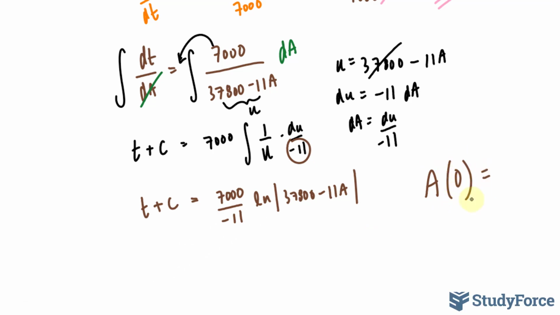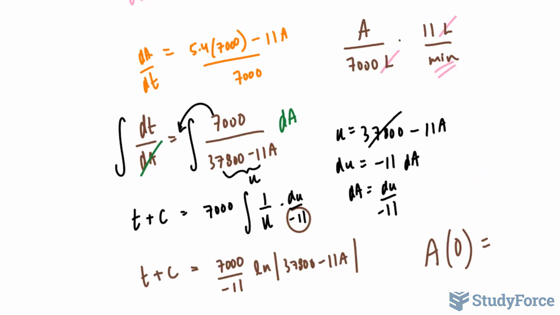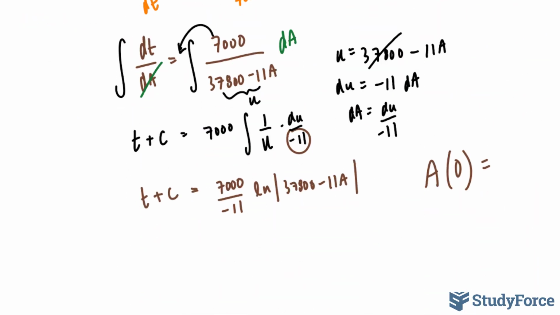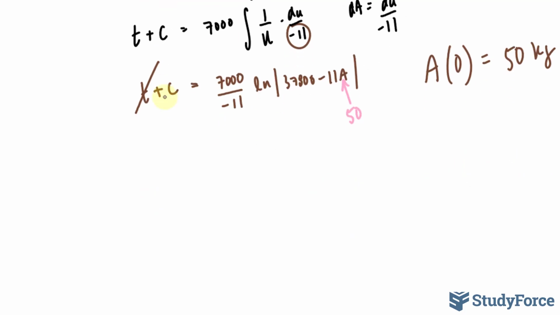To find out what c is, we need to substitute in what A is at time 0. Suppose we have 7,000 liters of water with 50 kilograms of salt. So at time 0, before this process has started, we had 50 kilograms of salt. I'm going to substitute 0 into t, that takes it away, and substitute 50 into here. Let's go ahead and find c.